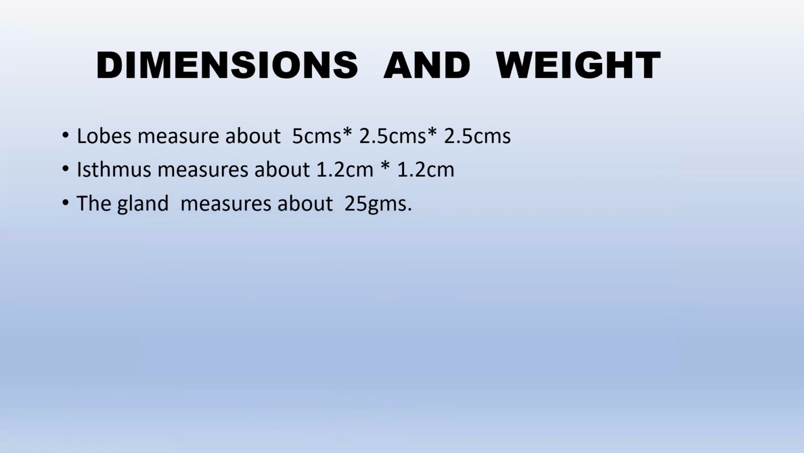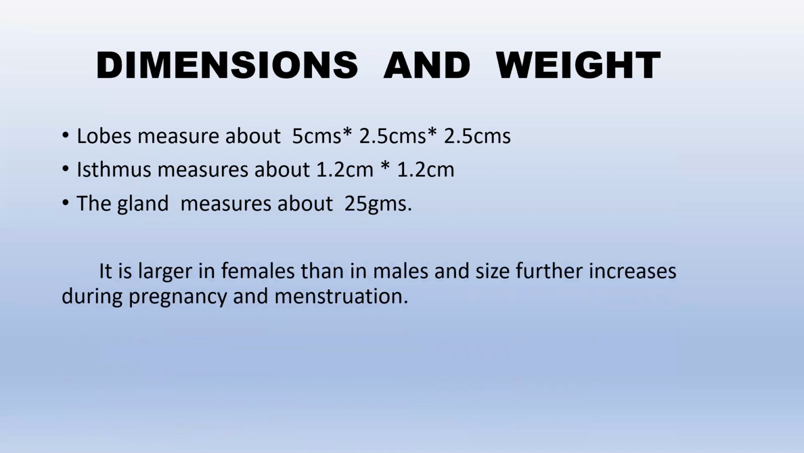The gland is larger in females than in males. It also enlarges in size during pregnancy and menstruation. As the metabolism increases during this time, the gland enlarges to produce a large secretion. So these are the dimensions and weight of the thyroid gland.